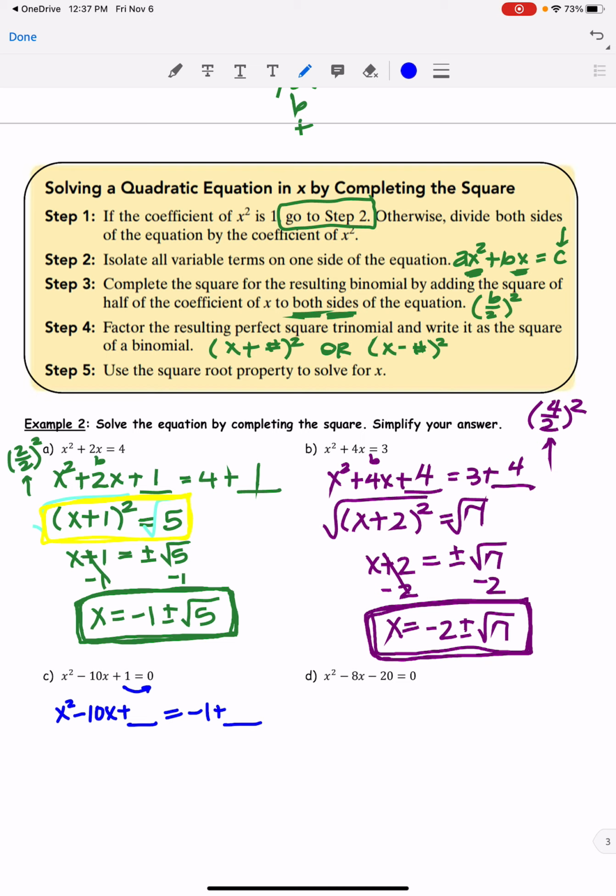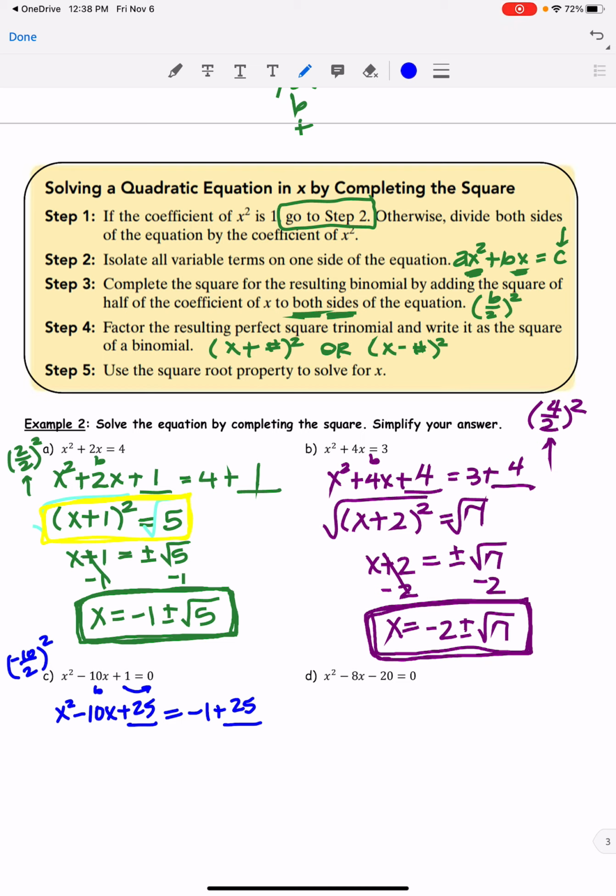So how do we figure out what to add to both sides? Use your formula. My b right here is -10. So -10 divided by 2 quantity squared. -10 divided by 2 is 5. 5 squared is 25. This is always going to be positive because we're doing quantity squared.